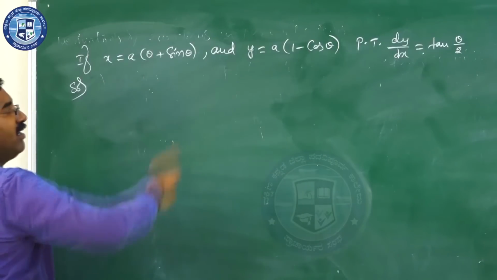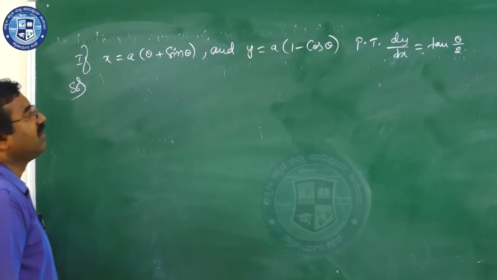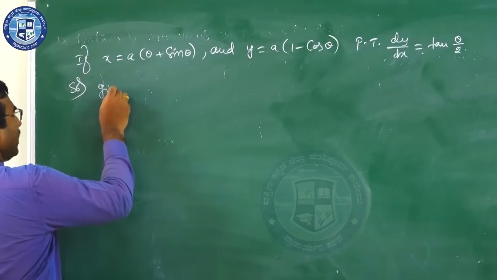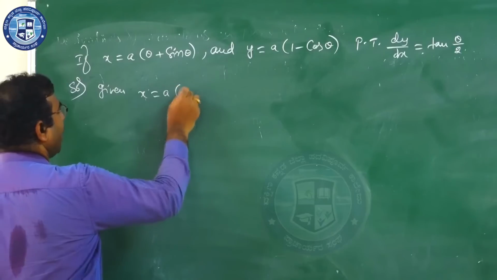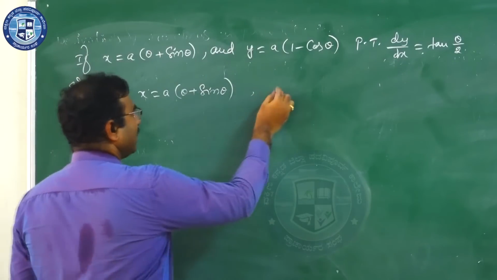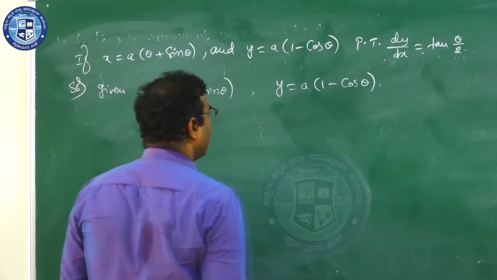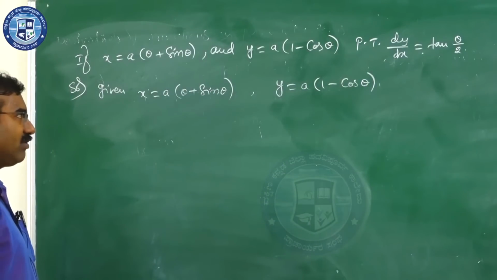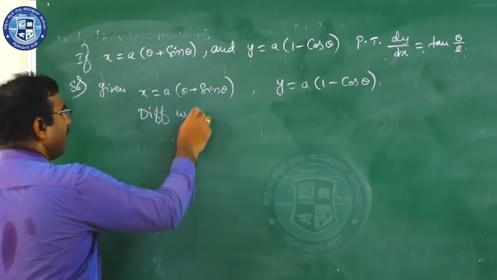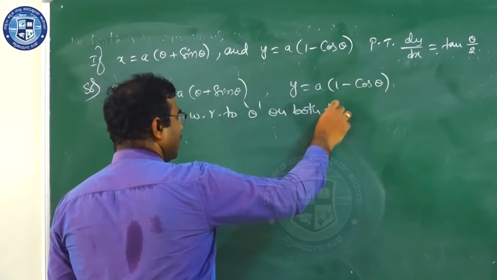So, here x and y are in terms of theta now. That means parametric in theta. So, that means you have to differentiate with respect to theta here. So, given things you write first, given x is equal to A into theta plus sin theta. Okay. So, y is equal to A into 1 minus cos theta. Now, differentiate with respect to theta on both the sides.